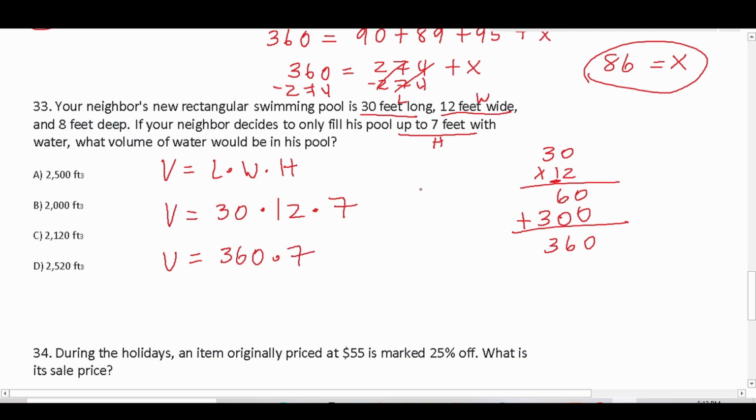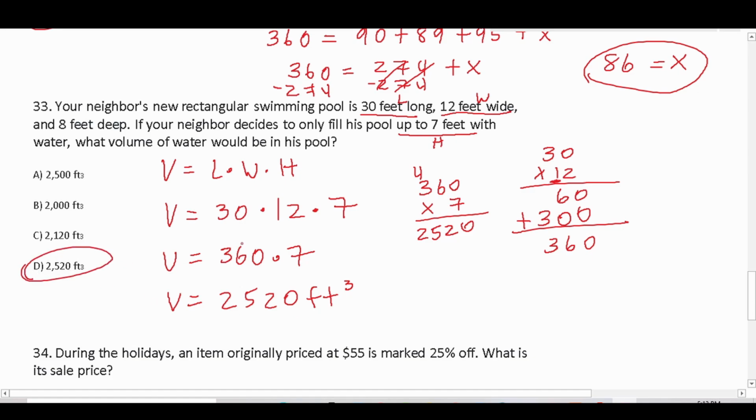Let's go ahead and work this out now. We have 360 times 7. 7 times 0 is 0. 7 times 6 is 42. Carry your 4. 7 times 3 is 21, plus 4 is 25. So we can see the volume is 2520 feet cubed. Again, area is always squared, volume is always cubed, so we can see this is 2520 feet cubed. Okay, so that's that one.